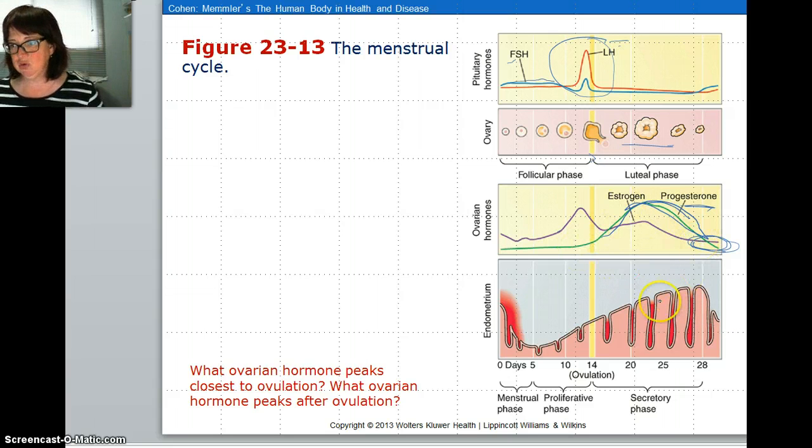Once progesterone drops and estrogen drops, the uterine lining is no longer maintained and it will be shed, and then you have menstruation. So normally menstruation is day 1 to 5, ovulation is day 14. Notice here that we have day 28, so day 28 and day 0 are actually considered the same time. Okay, quite complicated in the way it's going.